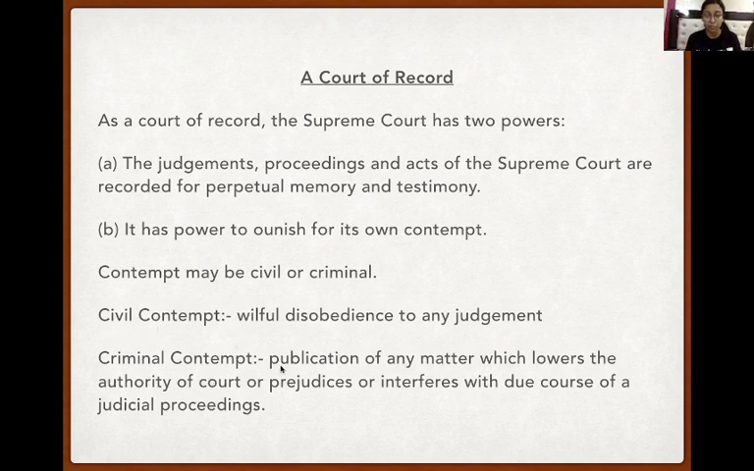Next is criminal contempt. So the publication of any matter which lowers the authority of court or prejudices or interferes with due course of a judicial proceeding. So for example, you publish something like you know this court is not true, the judges are corrupt and this and that, आपने ये सब किसी न्यूज़पेपर में छाप दिया या आपने ट्विटर पे जाके लिख दिया. So this is publication of any matter which is lowering the authority of court, because आपने जो ट्विटर पे लिखा है या फिर किसी न्यूज़पेपर में छपा है that this judge is corrupt and you should not believe him, ये सब.